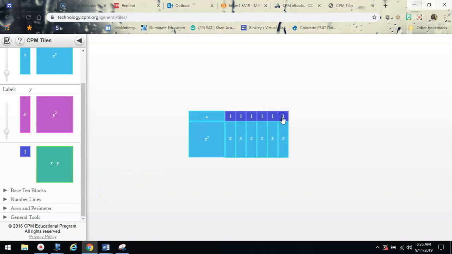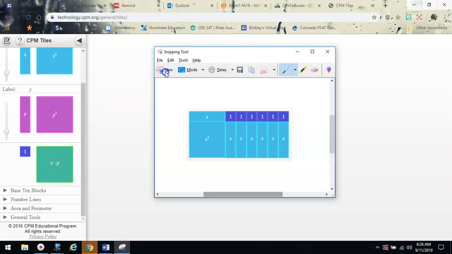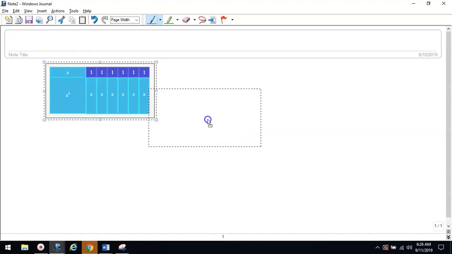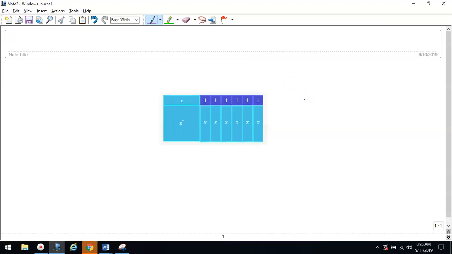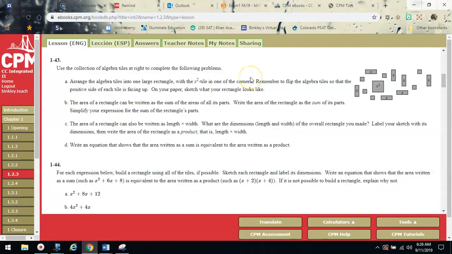Okay, so there is my rectangle, and I'm gonna just snap a picture of this so that I can write on it for you guys. So here is our rectangle, and that's part A of the book. Okay, is to arrange the tiles into a large rectangle. Sketch what that looks like, and it's kind of what I just did, even though I cut and copied.